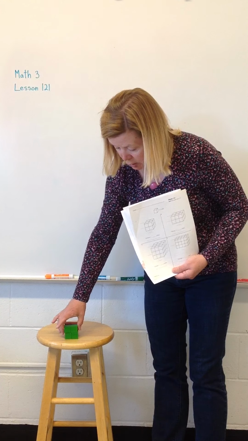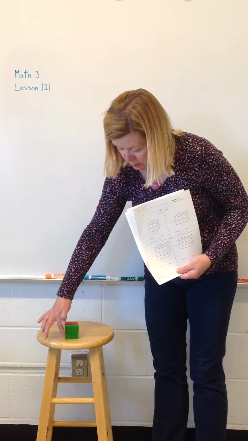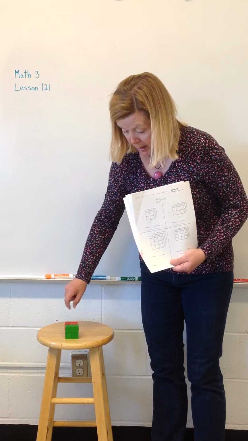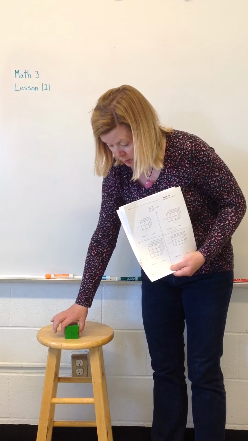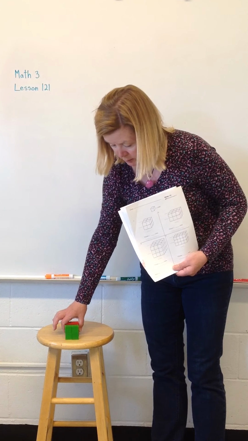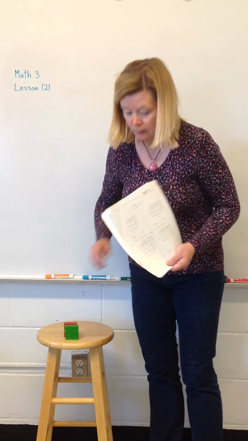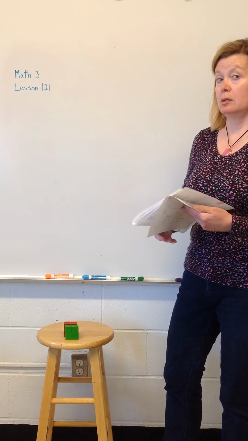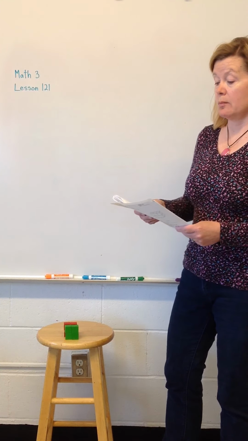So, how many cubes are facing you? There's 4. How many layers are there to this cube? So the green is one layer, and the red is another layer. So we are going to label number 1.